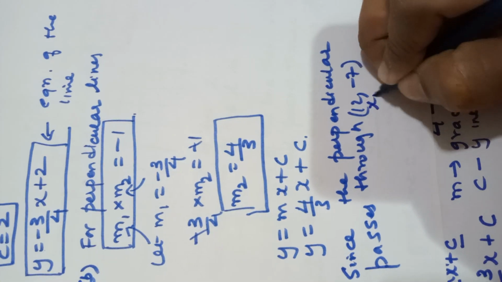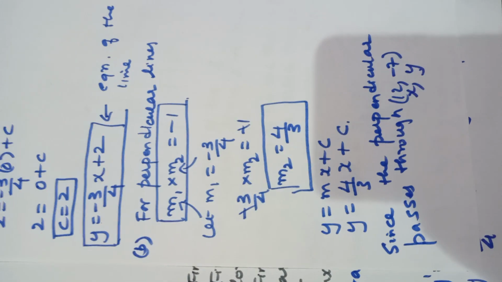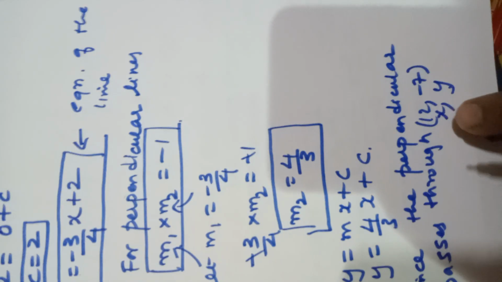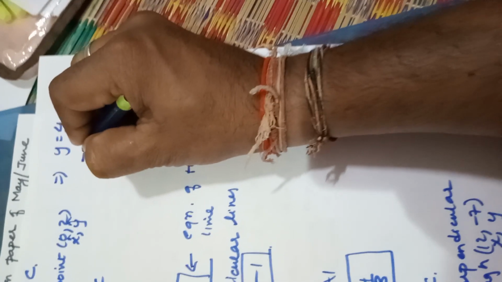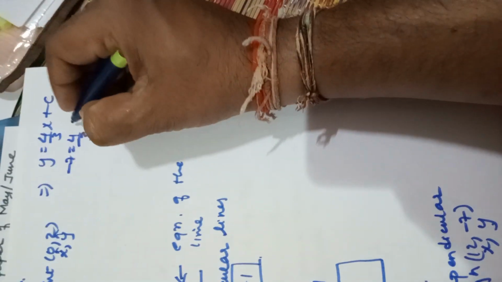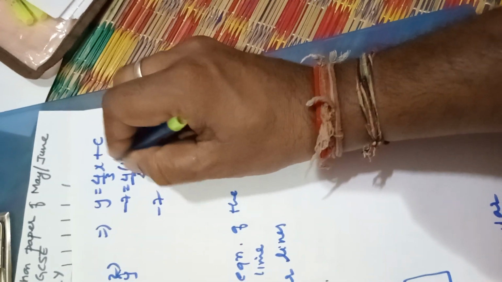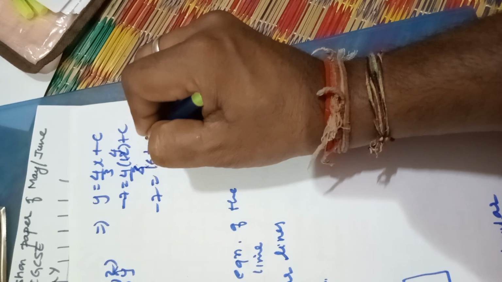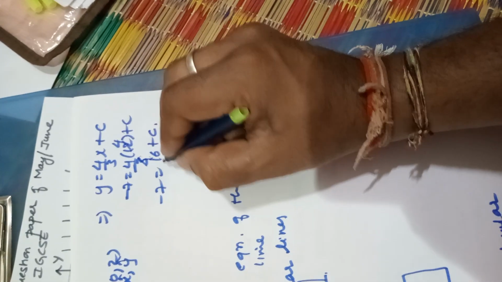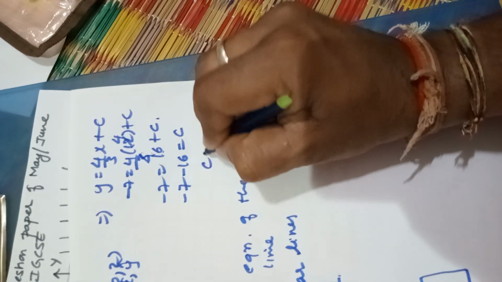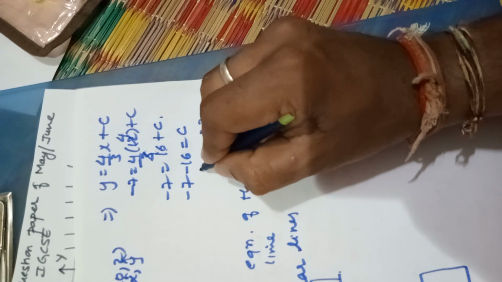Now this is x, this is y. Let's substitute the values of x and y in this equation. So I'll rewrite the equation again, y equals 4 by 3 x plus c. Now what is the value of y? The y value is minus 7. What is the value of x? It is 12. So minus 7 is equal to 4 by 3 times 12, plus c. So minus 7, 3 ones are 3, 4 fours are 16, 16 plus c. Now the 16 can be transposed, minus 7 minus 16. So the c value will be equal to minus 23. Minus 7 minus 16 is minus 23.